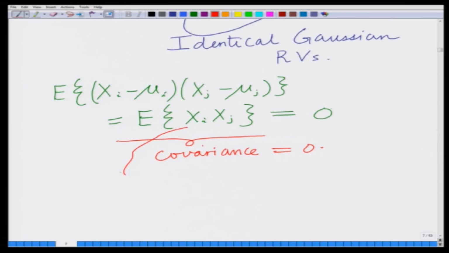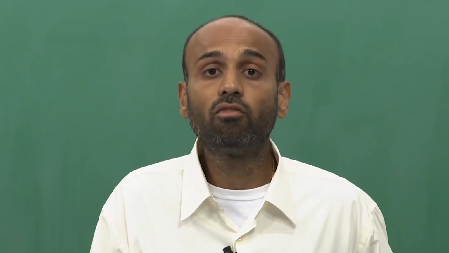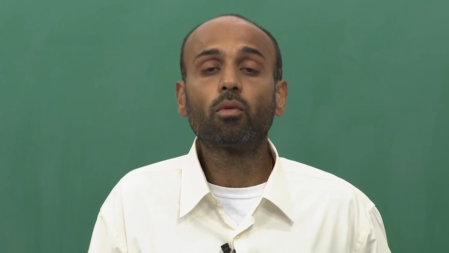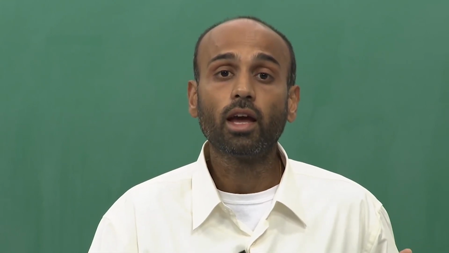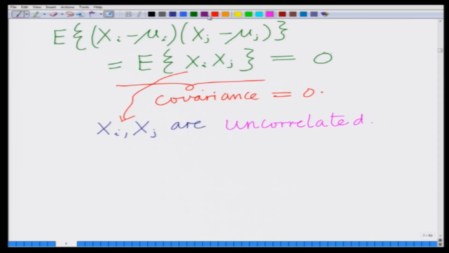So, this implies that the random variables xi, xj are uncorrelated, and specifically for the case of Gaussian random variables, uncorrelated also implies independence. This is not true for any random variable, but specifically for the Gaussian random variable, the property is that uncorrelated implies independent. And remember, this is not true for any random variables in general. This is only for the case of Gaussian.